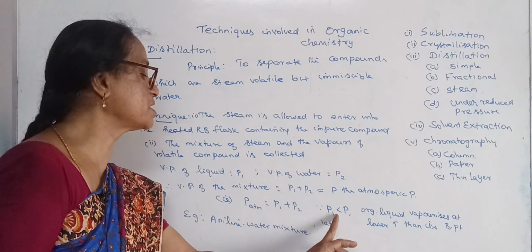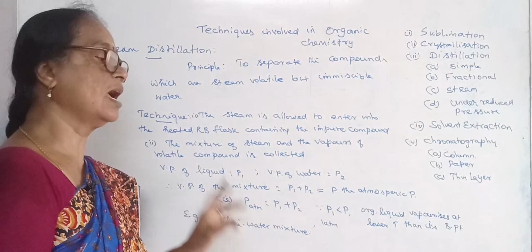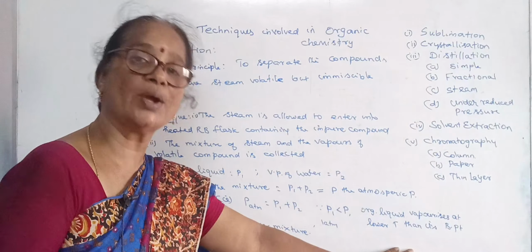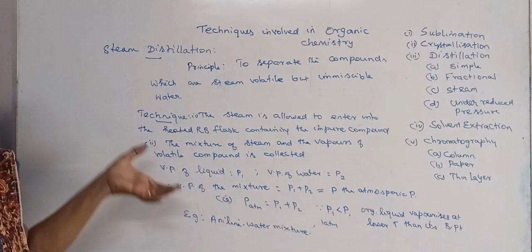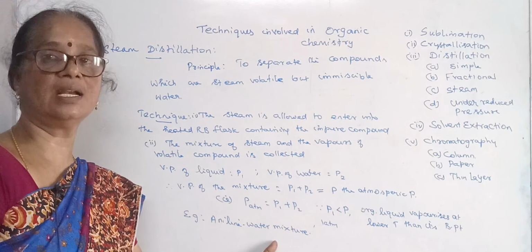So, as the sum of P1 and P2 becomes equal to atmospheric pressure, we may say that the vapor pressure due to the organic compound is less than atmospheric pressure, and hence the organic compound vaporizes at a lower temperature before it reaches its boiling point. By this technique we can isolate the mixture of aniline and water.